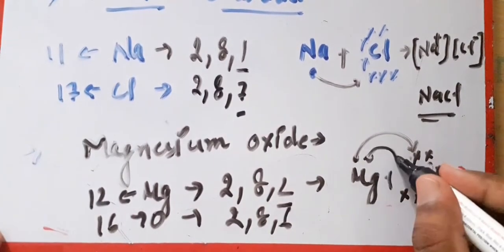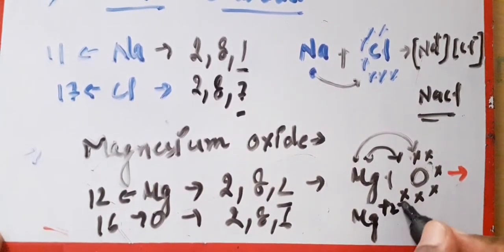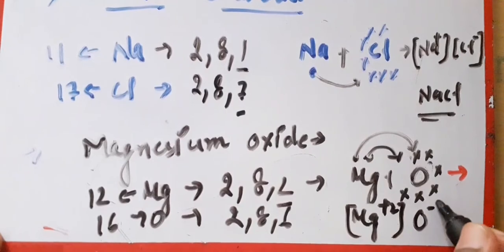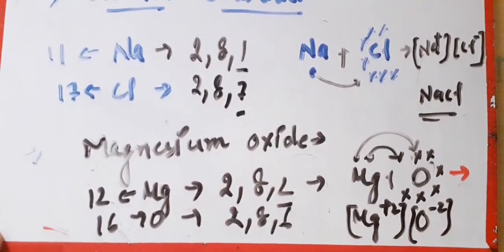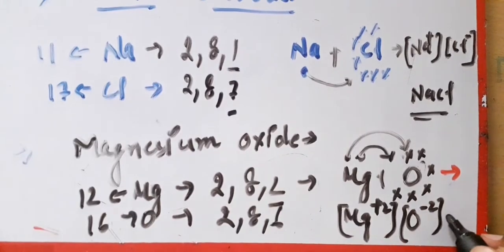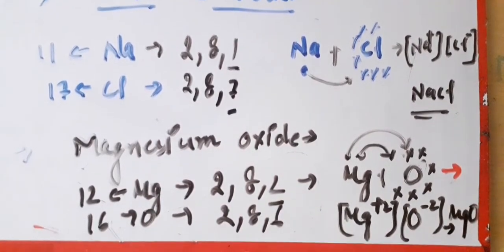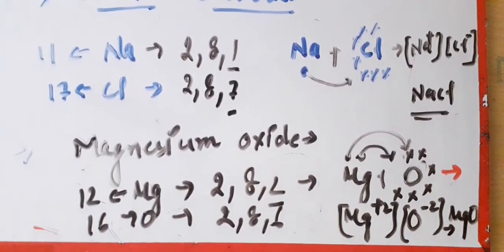So oxygen could accept 2 electrons, so it becomes Mg 2 positive, and O has accepted 2 electrons, so it is 2 negative, right? But we will write it down as MgO. So this is how we can study ionic bonds, and in the next video we will also understand its physical and chemical properties.